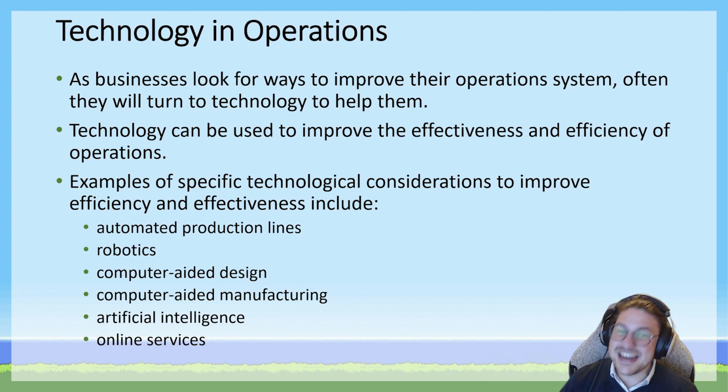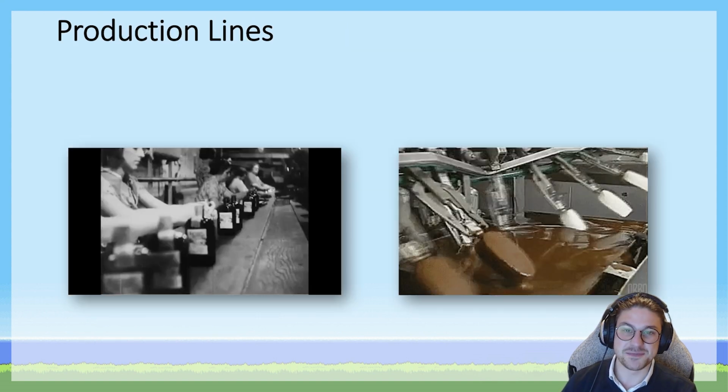Now, at any stage, at any time, every business manager is going to look for a way that they could perhaps improve the efficiency or effectiveness of their operations system. And technological developments, as they come along, often introduce us to opportunities to do just that. The specific technological developments that are listed in the study design that we need to talk about include automated production lines, robotics, computer-aided design, computer-aided manufacturing, artificial intelligence, and online services.